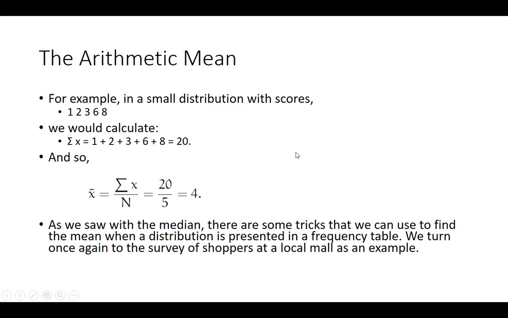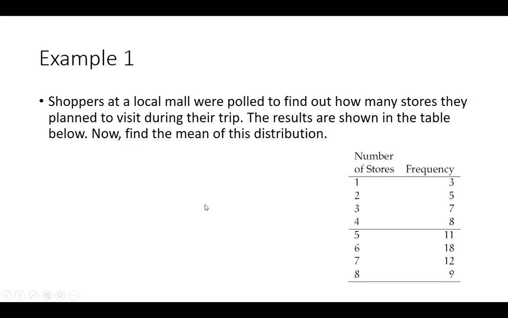As we saw with the median, there are some tricks that we can use to find the mean when a distribution is presented in a frequency table. We turn once again to the survey of shoppers at a local mall as an example. Shoppers at a local mall were polled to find out how many stores they planned to visit during their trip. The results are shown in the table below. Now, find the mean of this distribution.